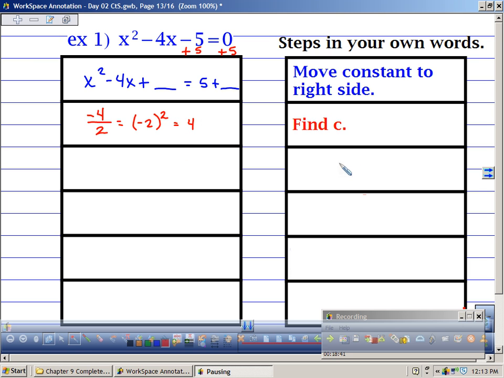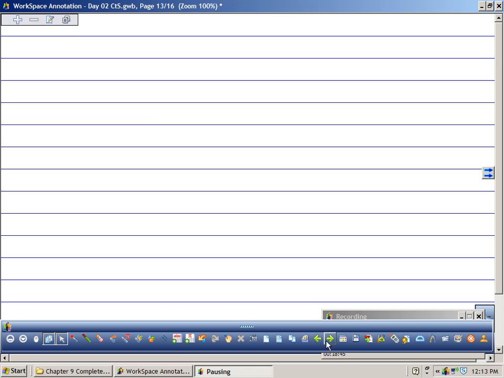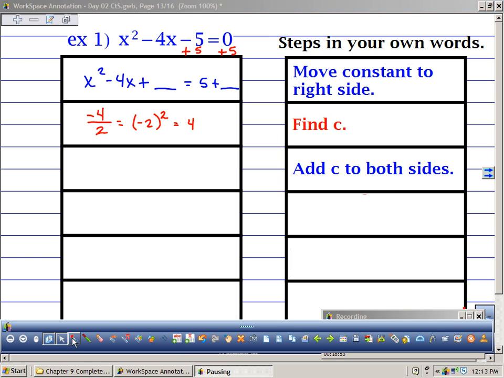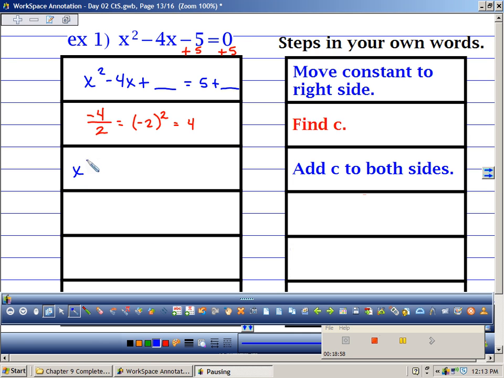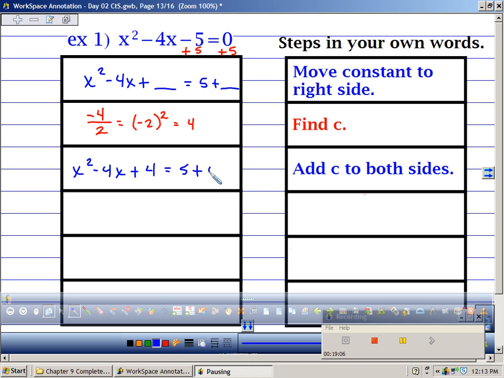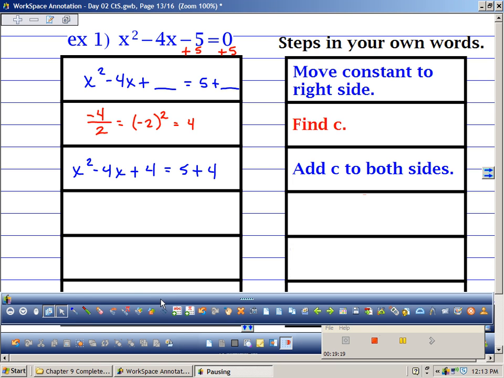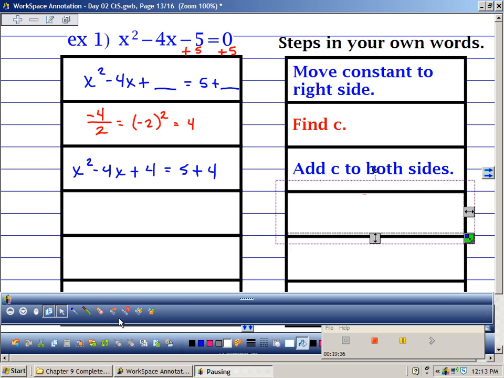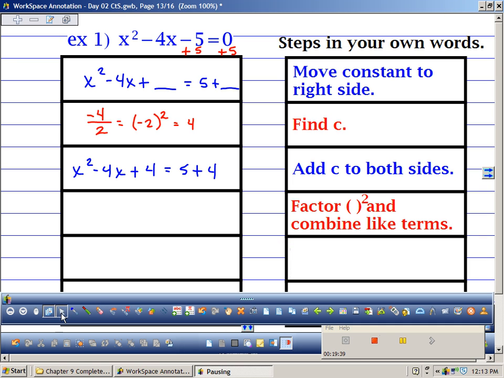Everybody agree 4 would be our C? So what's our next step? Good thing there's a back button, right? Add C to both sides. So let's add C to both sides. X squared minus 4x plus 4 equals 5 plus what? 4. To add it to both sides. What is our next step? Adam and I think we can combine these two steps together. What are we going to do? Before we solve it, what do you want this to look like? Somebody said it. I heard it. Factor. We need to factor. Factor and combine like terms.